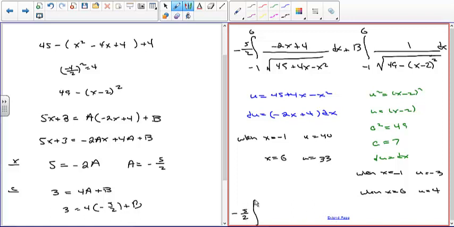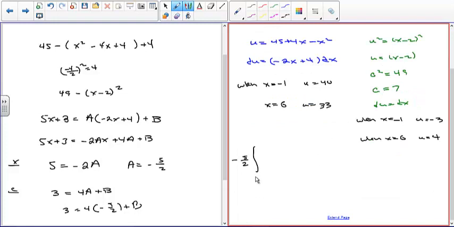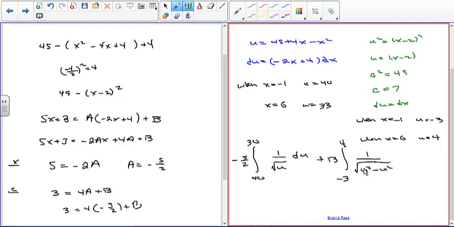Okay, so ultimately what you're going to have is -5/2 times the integral from 40 to 33 of 1 over the square root of u du. And then the second integral is going to be plus 13 times the integral from -3 to 4 of 1 over the square root of a squared minus u squared du. So you got to use the appropriate limits for the appropriate substitution.